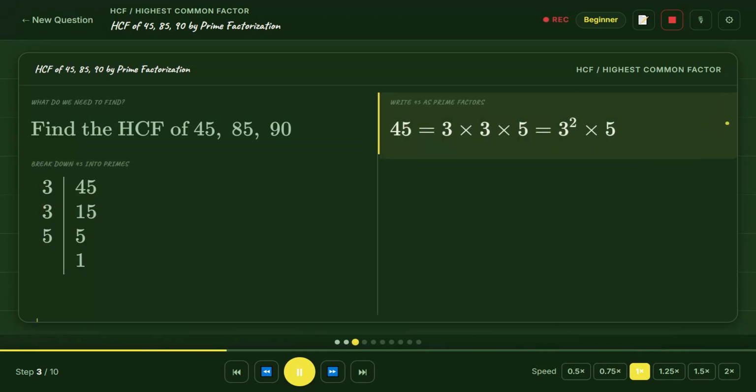So here is 45 written as prime factors. It is 3 times 3 times 5. We can also write 3 times 3 as 3 squared.